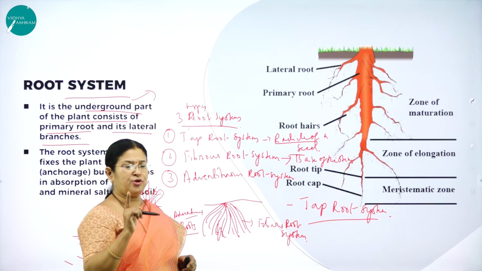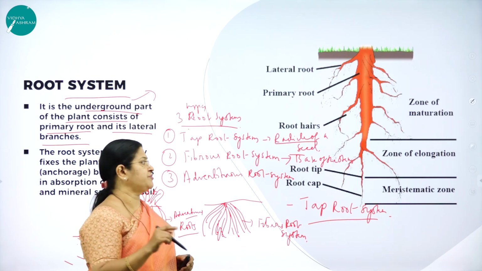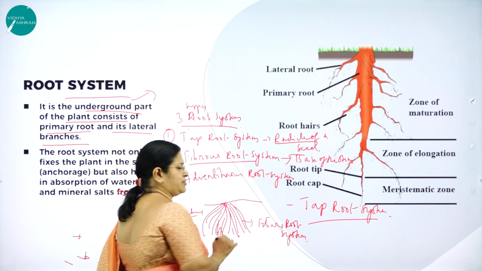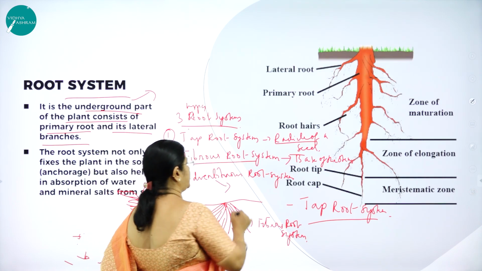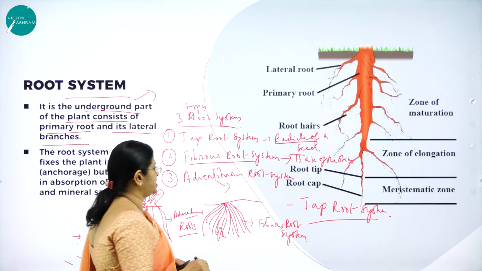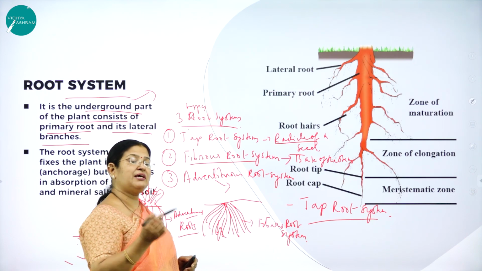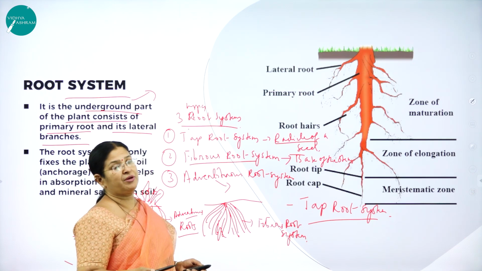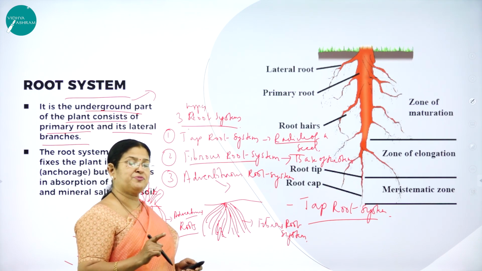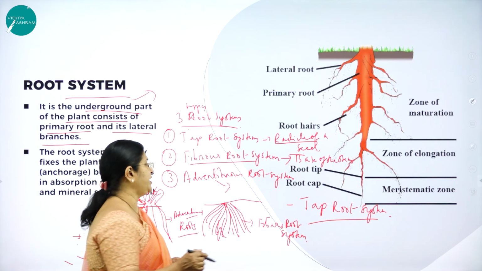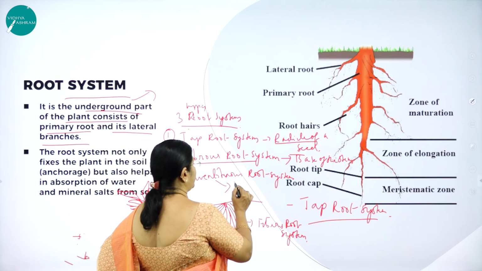If a root system develops from the base of a stem, such a root system is called what? Fibrous root system. Moving on to the third type, called adventitious root system. This root system develops neither from the radicle, nor from the plumule, nor from the base of the stem. If it develops from any other part of a plant body, such roots are called adventitious roots.